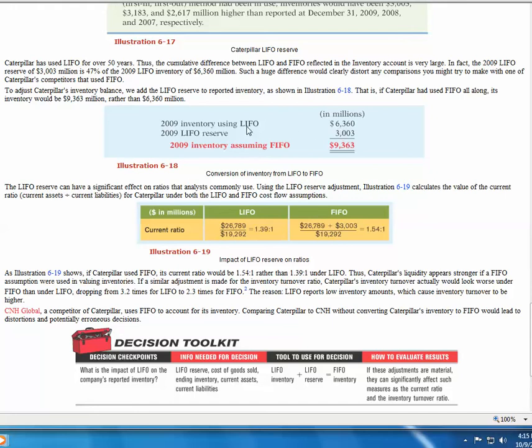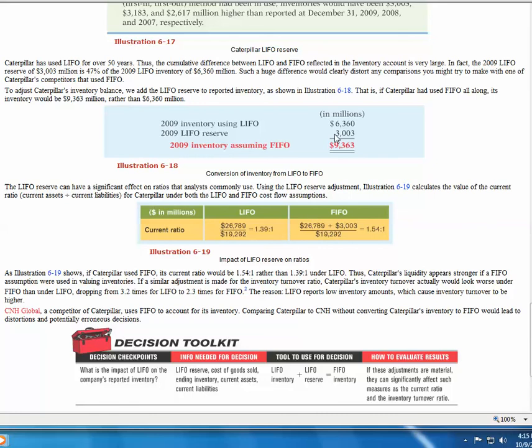Now remember from study objective 3 that in a period of rising prices, LIFO will lower the net income and lower the ending inventory on the balance sheet. I always remember that, by the way, because LIFO starts with L, so it lowers your income and it lowers your ending inventory. But if Caterpillar had been using FIFO instead, their ending inventory would have been $9.3 billion. So we've got a difference here of $3 billion. That difference between LIFO and FIFO is called the LIFO reserve.